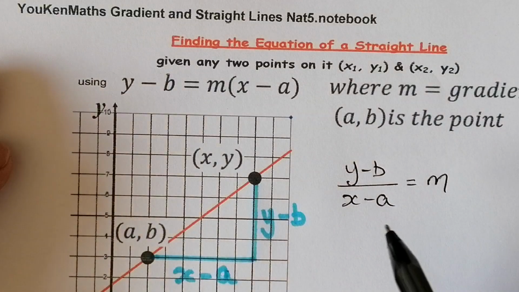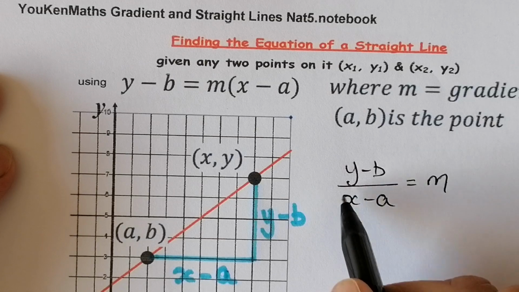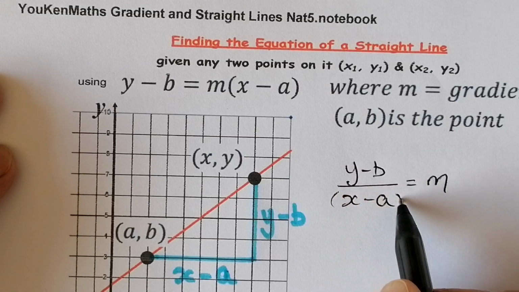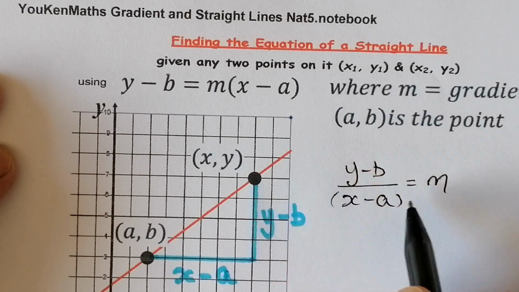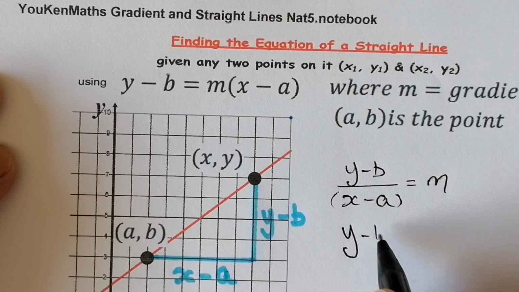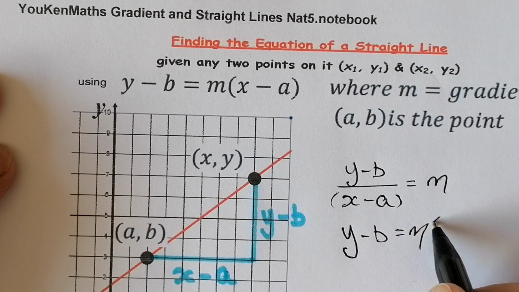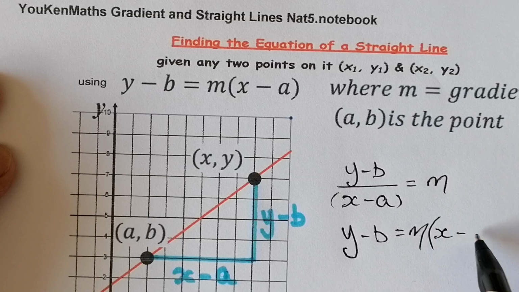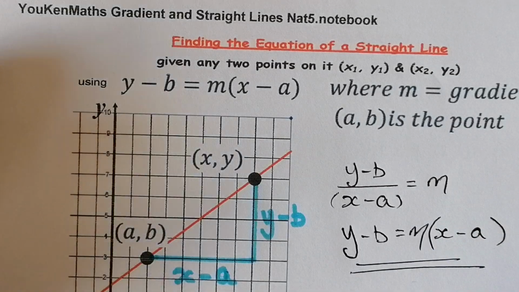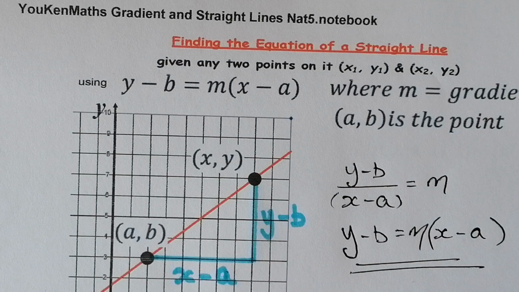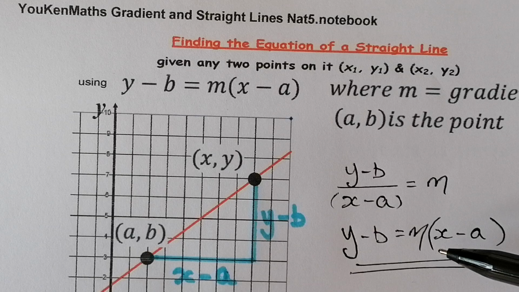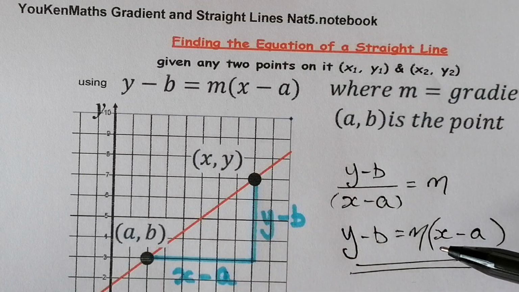But if I rearrange that equation by multiplying both sides by the x minus a, the x minus a's on this side would cancel. That would leave me with y minus b, and on the right I've got the gradient multiplied by the x minus a. So that's how the equation's made up, and this is the equation that we're going to use. This equation is generally used at higher maths because sometimes it helps us out with some of the equations that we get for the straight line when we're going to use simultaneous equations with.